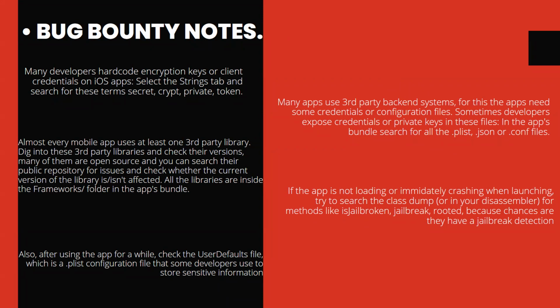All libraries are inside the framework folder, inside the app bundle. Many apps also use third-party backend systems, and for this the apps need some credential or configuration file. Sometimes developers expose the credentials or private keys in these files. In the app bundle you need to search the plist, JSON or config files, and you may get some juicy information over there.